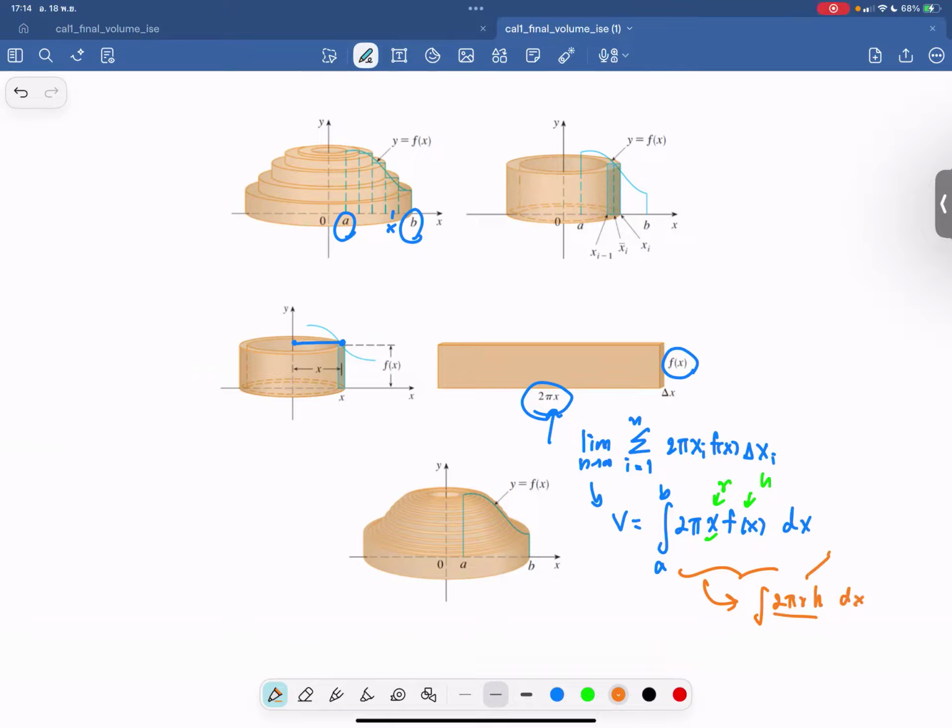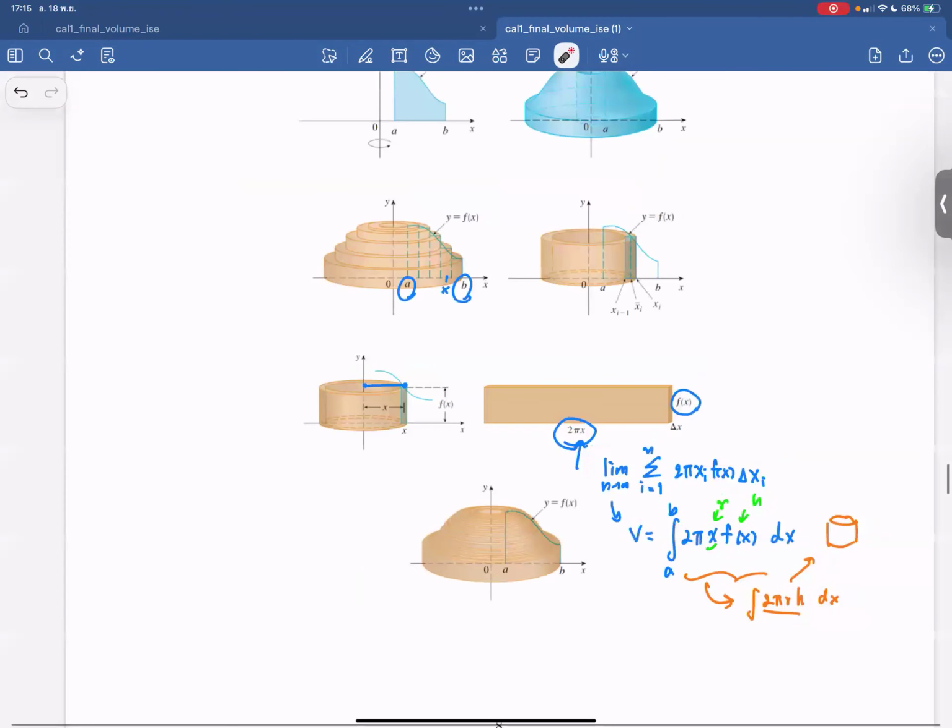2 pi r h is just the formula for the lateral surface area of the cylinder, right? 2 pi r h. And then you just take the boundary of the integral and change the radius to be the variable you would like to integrate with. Like you use the variable x to be integrated, you use the radius to be x, and then you use f(x), which is the function of y, to be the height, and that's all.